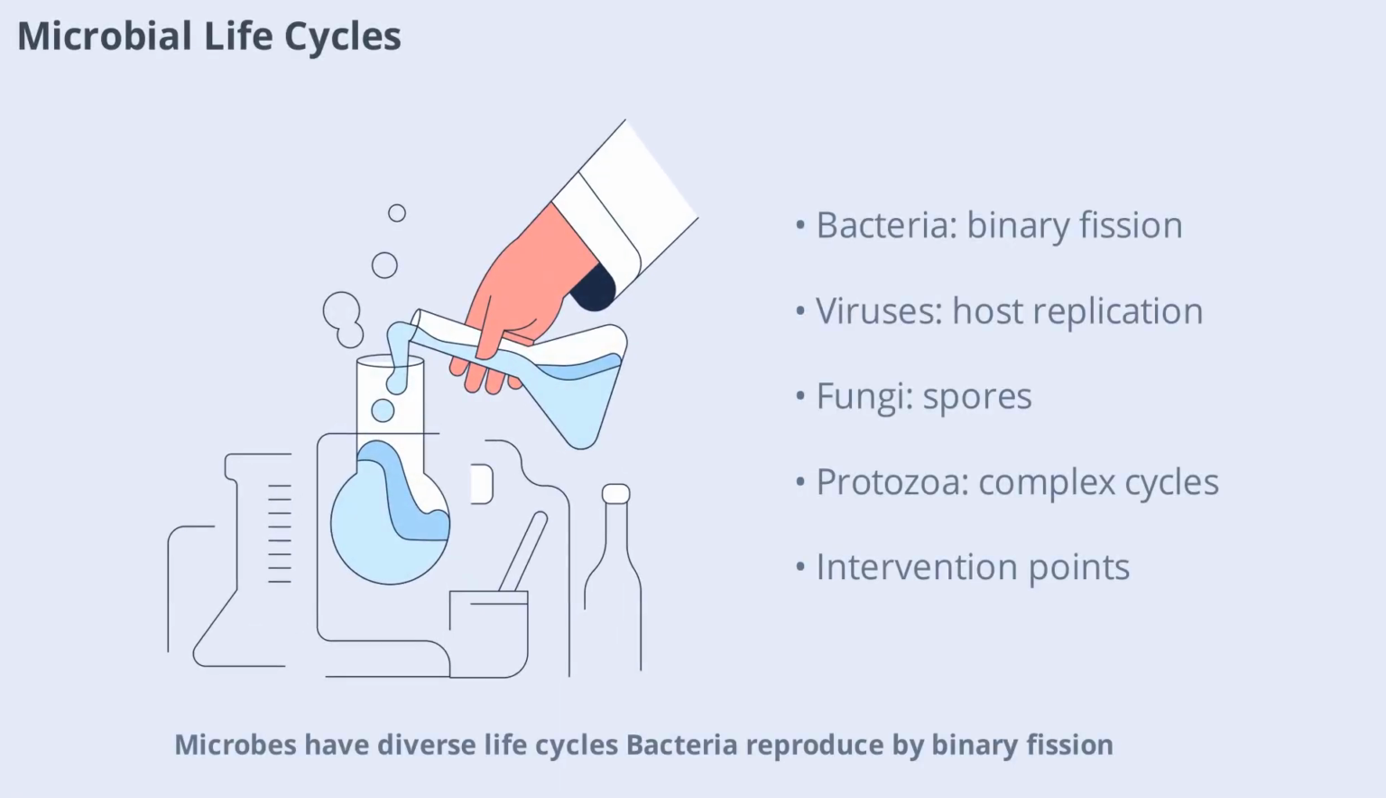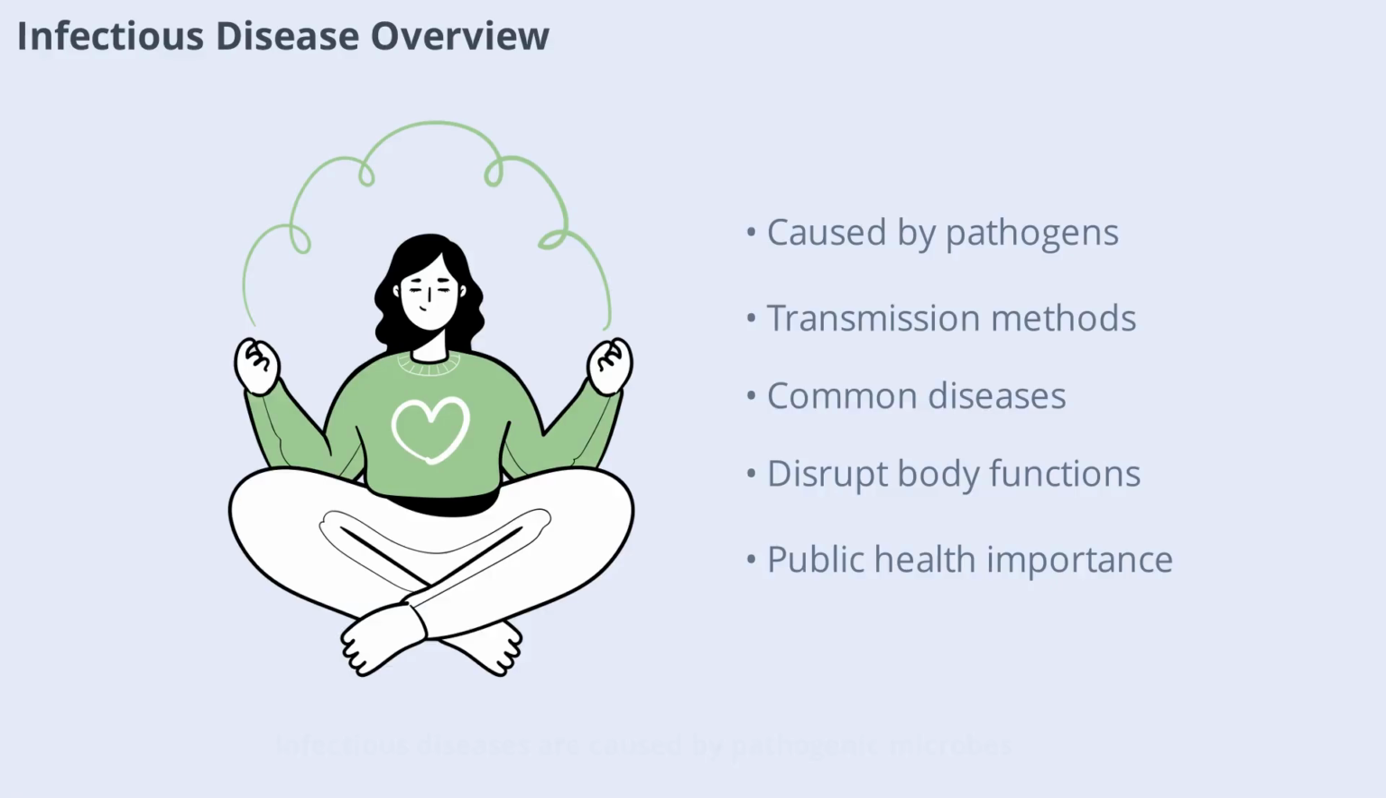Microbes have diverse life cycles. Bacteria reproduce by binary fission, splitting into two identical cells. Viruses replicate by infecting host cells and using their machinery. Fungi can reproduce sexually or asexually, producing spores. Protozoa often have complex life cycles involving multiple hosts. Understanding these cycles is crucial for controlling infectious diseases, as it helps identify points where interventions can disrupt the spread or development of pathogens.